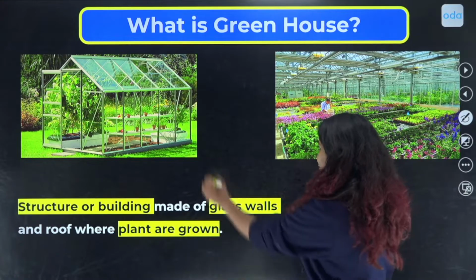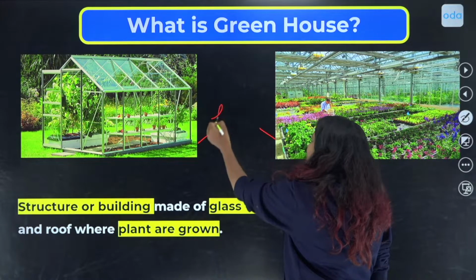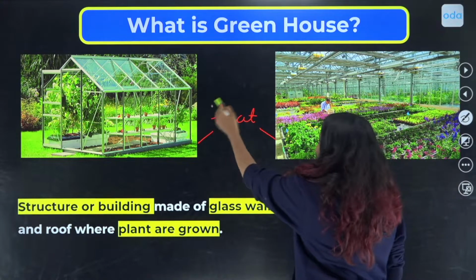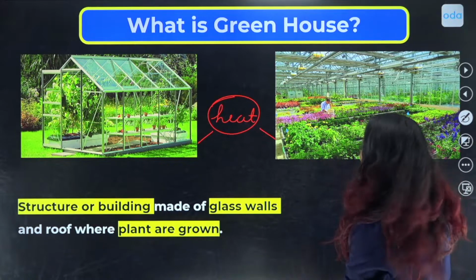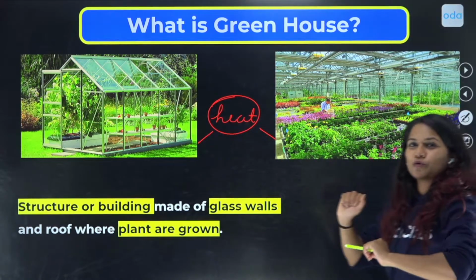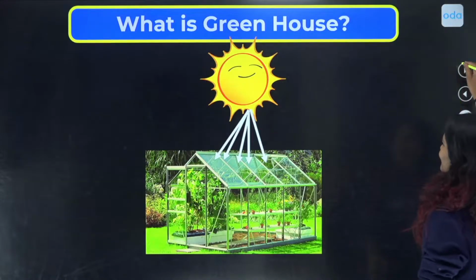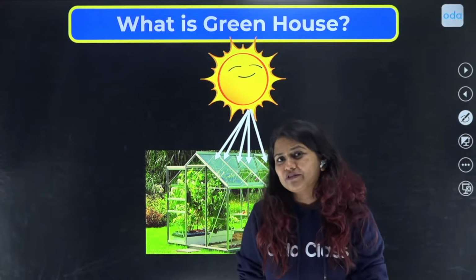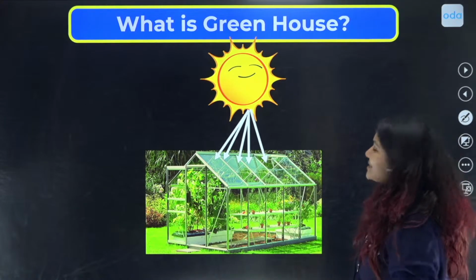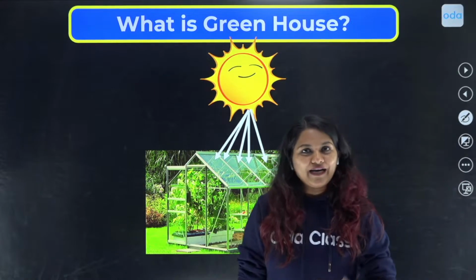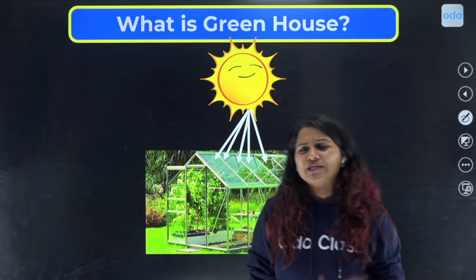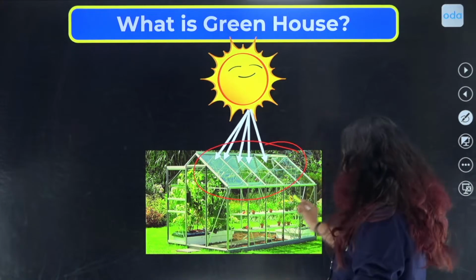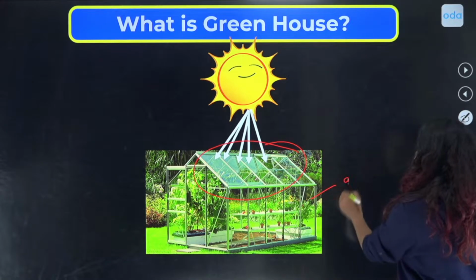So basically, ma'am, you're saying that this house provides heat. How does that happen, ma'am? Please explain to us. So let me explain how this greenhouse provides heat to the plant. There is a mechanism and you need to follow it properly with me, step by step. As you can see, the rays from the sun will enter our atmosphere and reach the earth's surface. Now they will enter this house as well. Don't forget that this house is made up of glass.